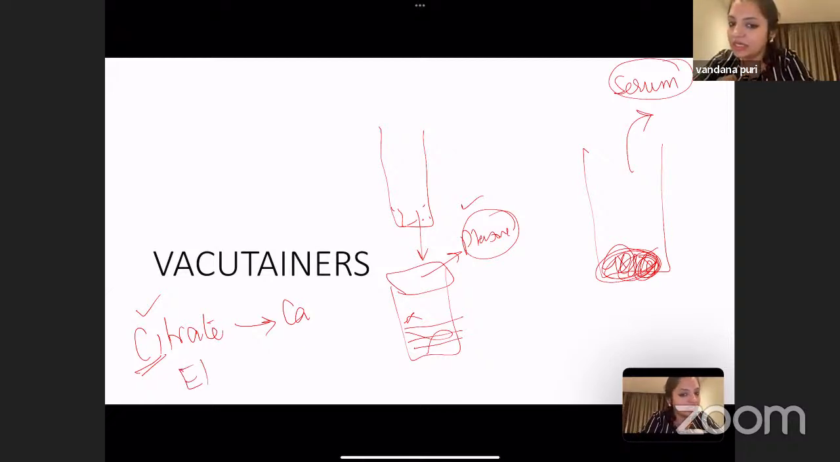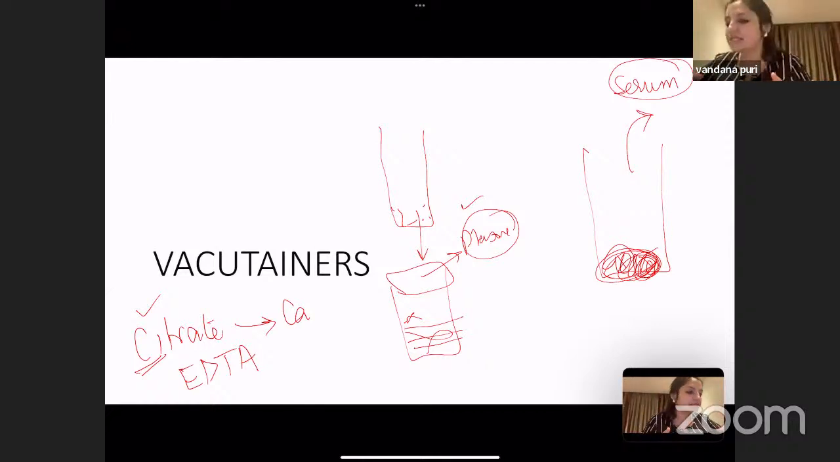Whereas EDTA is a very powerful anticoagulant. It cannot be reversed by anything. That means EDTA can never be used for coagulation studies, because it cannot be reversed. So when a substance can never be reversed, we cannot use it for coagulation. Understood? So that also goes for a logic, a very important logic: whenever we want to follow the order in which I should take the sample, the most fragile anticoagulant should come first. Okay, citrate should come first and EDTA should come last.